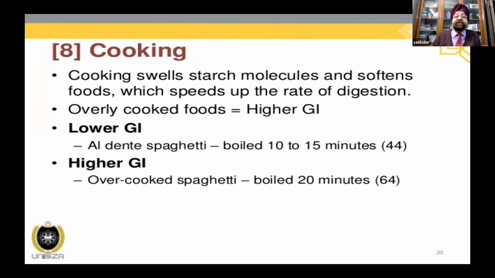Cooking swells the starch molecule and softens food. The longer you cook, the more it softens and the more it raises the GI. If it is cooked for a shorter period, and you have to optimize the cooking anyway, but prolonged cooking would raise the GI and make it less healthy.